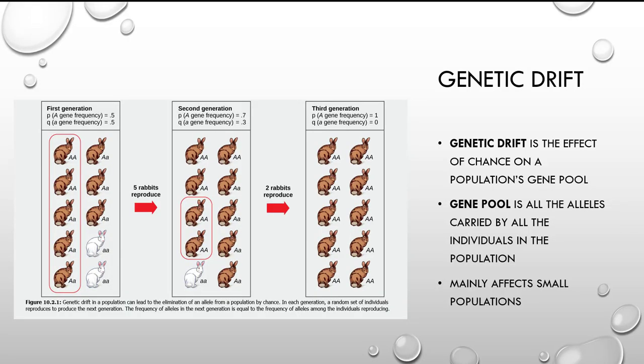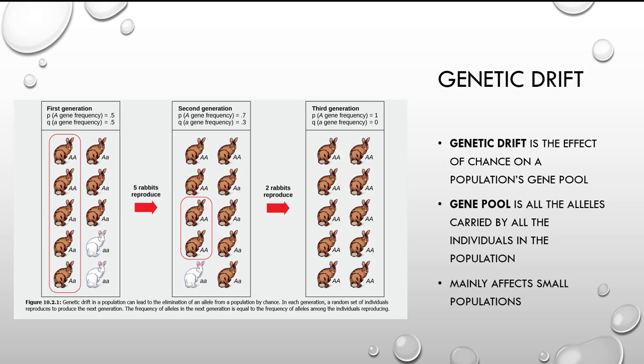Okay, so that was, of course, a perfect introduction into genetic drift. So genetic drift is the effect of chance on a population's gene pool. And, well, what is a gene pool? So gene pool is all the alleles carried by all the individuals in a population. So just recall that genetic drift is a change in the population just due to chance. Okay, so this isn't something that has anything to do with natural selection. It's just due to chance.